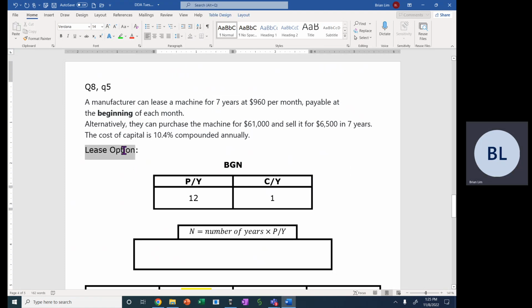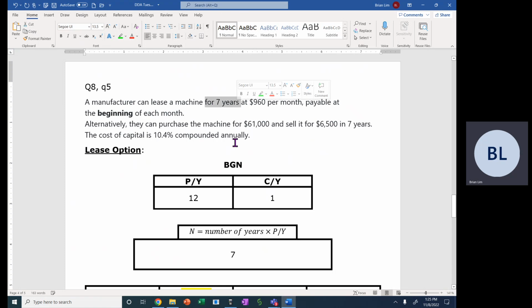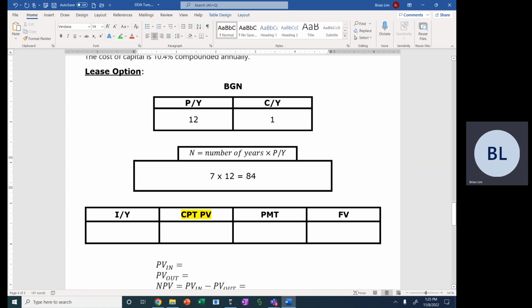Now, we should probably put that in bold and underline it, and then we will be a lot better off. All right, so that's that. So how many years? Well, it says 7 years. So 7 is that number right up here. So 7 times what? 7 times 12. Yes, it's the PY value. And that should be 84.